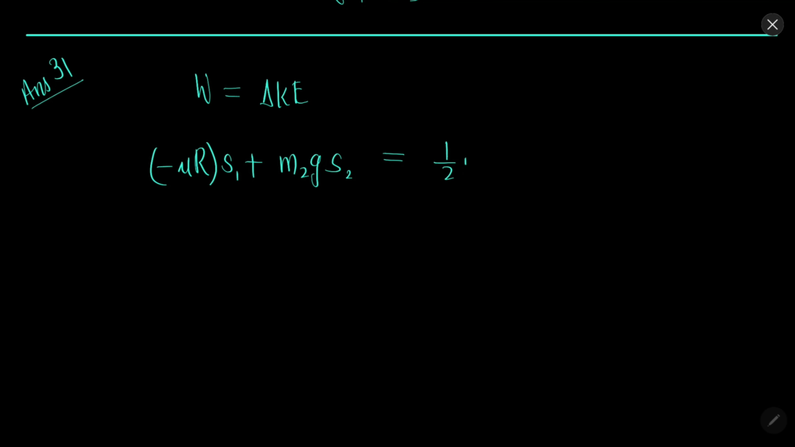Here in this system, we can apply the work energy theorem. Work done is equal to the change in the kinetic energy. Now work done for the system in this scenario is due to friction and the weight of the body. So μR, this is the frictional force, into displacement, plus the weight into its displacement, will be equal to final kinetic energy.